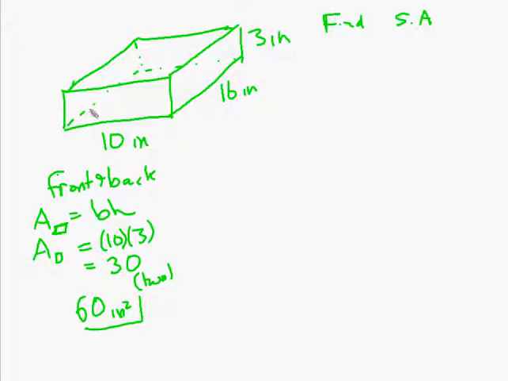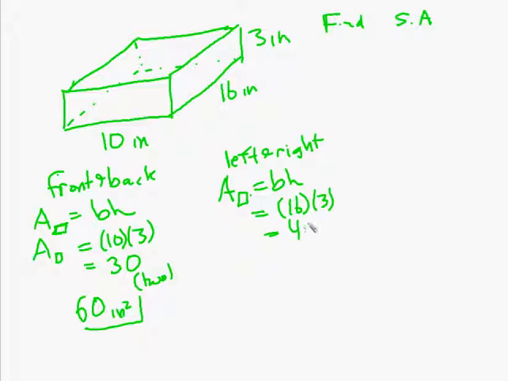Okay, now I'm going to have my left and right. I want you identifying these in your homework, that you know which one you're talking about so your work is organized. What shape do I have on the left and right? Rectangles again. So base times height. But what are my dimensions? 3 times 16. Good. And I get 48, and I have how many of them? 2. So times 2, and I get 96. 96 inches squared. Good job.